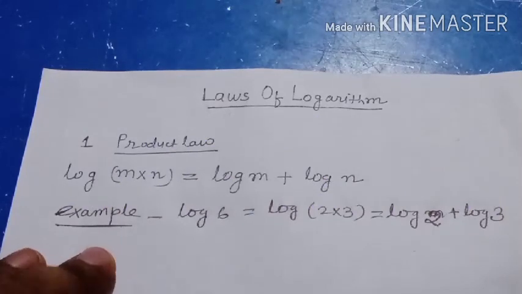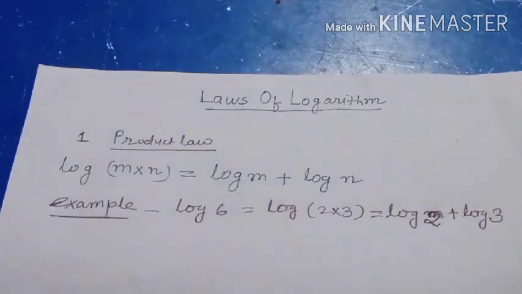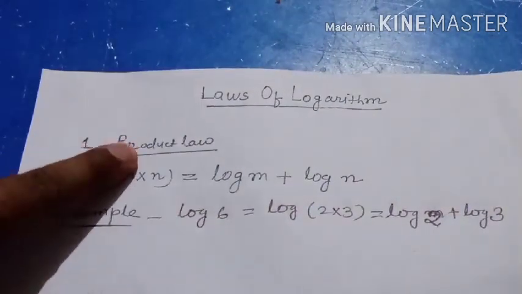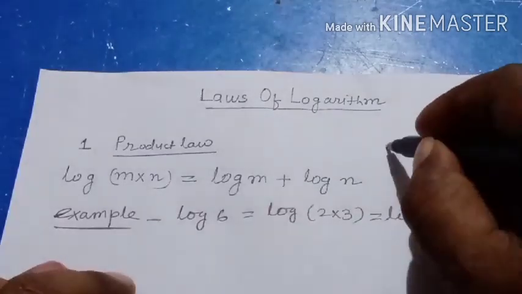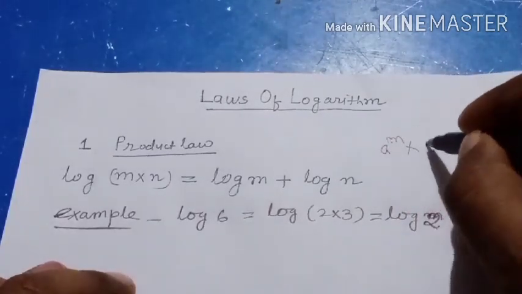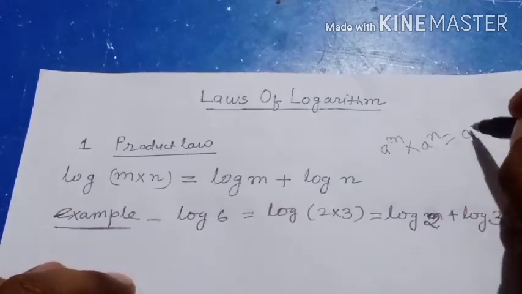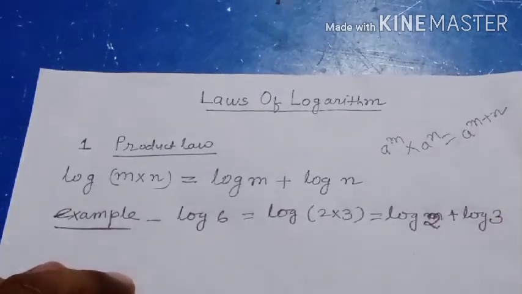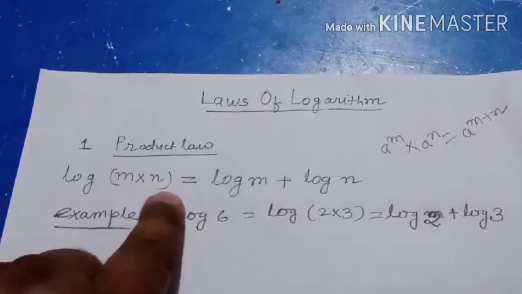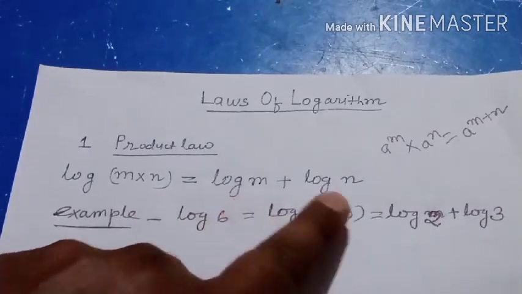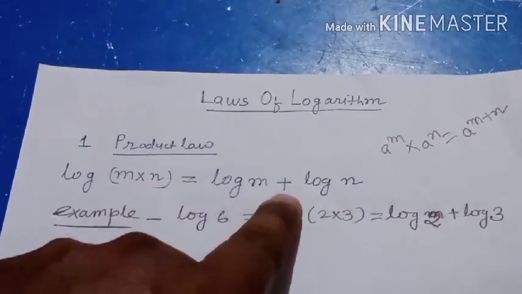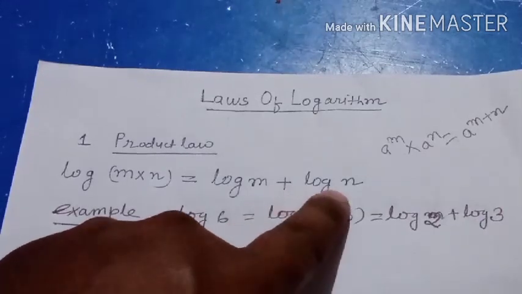This video will discuss the laws of logarithm. The first law is known as the product law. In exponents you have read that a power m into a power n can be represented as a power m plus n. Here, log of m into n can be represented as log m plus log n. When there is multiplication, we add log m separately and log n separately.